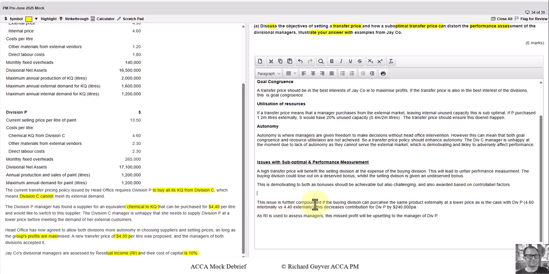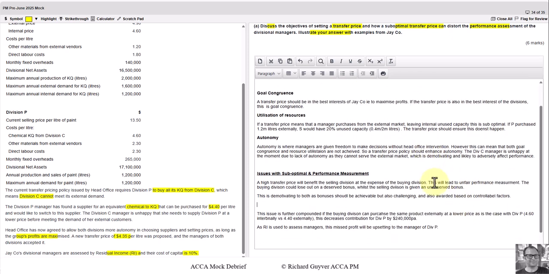This issue is further compounded if the buying division can purchase the same product externally at a lower price, as is the case with Division P. And I've mentioned the two figures, 440 and 460. This decreases contribution for Division P by 240,000 per annum. So that's that 20 difference multiplied by the 1.2 million. As RI is used to assess managers, the missed profit will be upsetting to the manager at Division P.